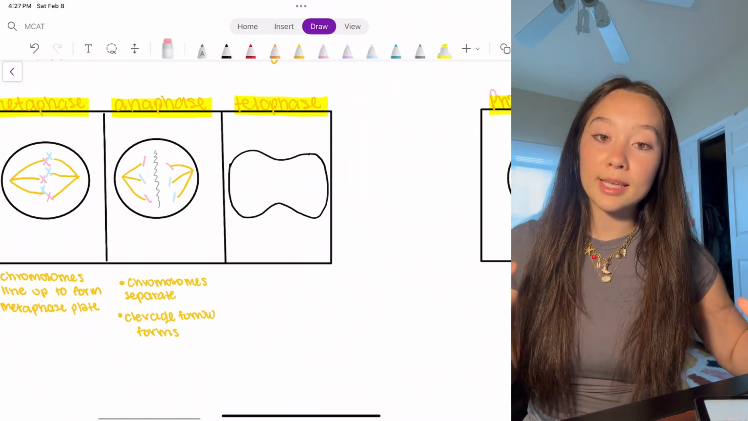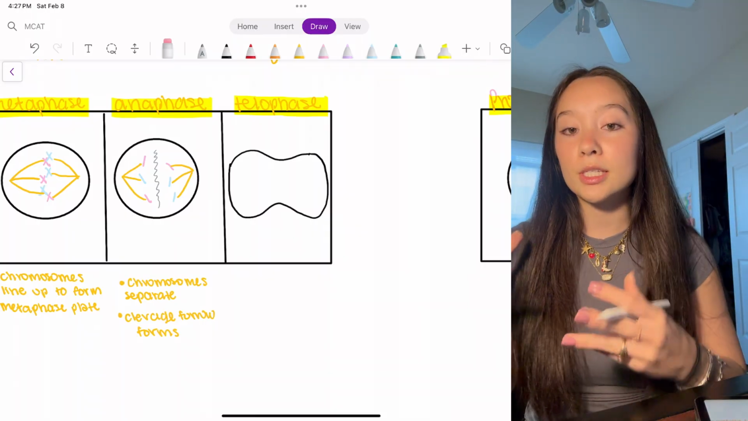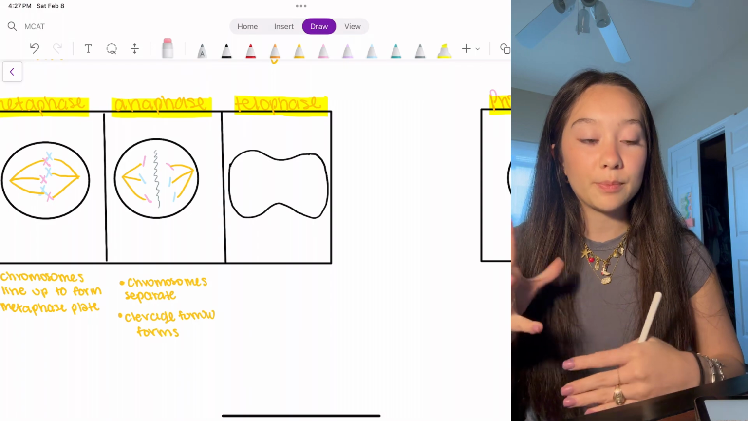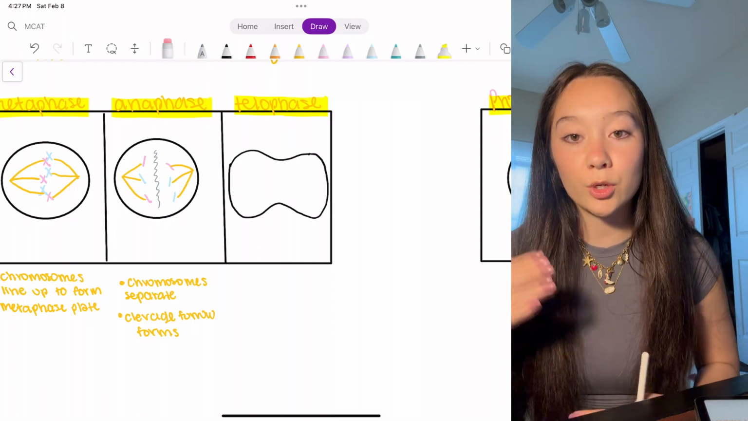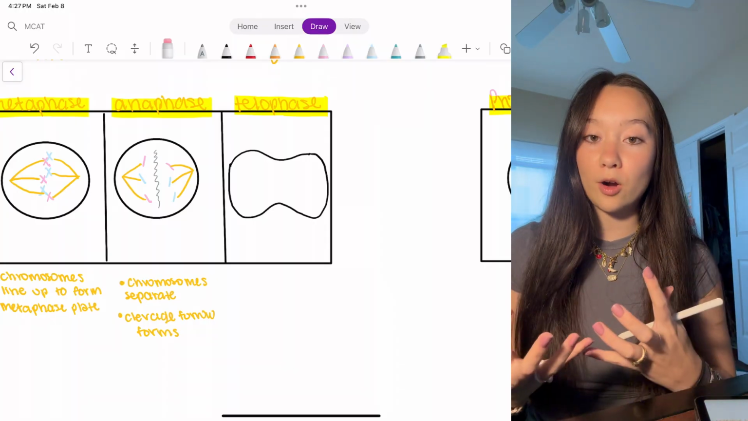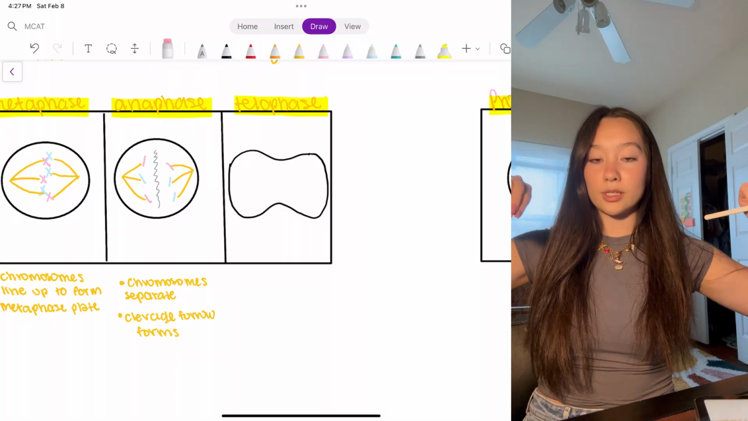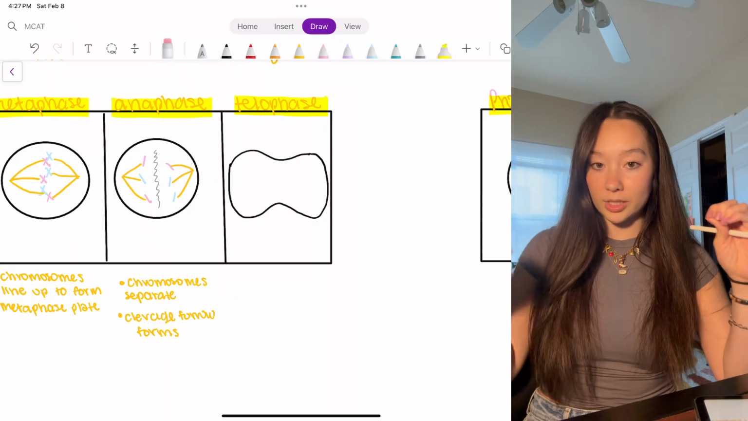Now, telophase is where the chromosomes are completely on the other side. They start to decondense, they start to turn back into the normal type of genetic material that we're used to, and the nuclear envelope or membrane around the genetic material is going to start to form. So we're starting to form two separate nuclei on either side of this one cell.